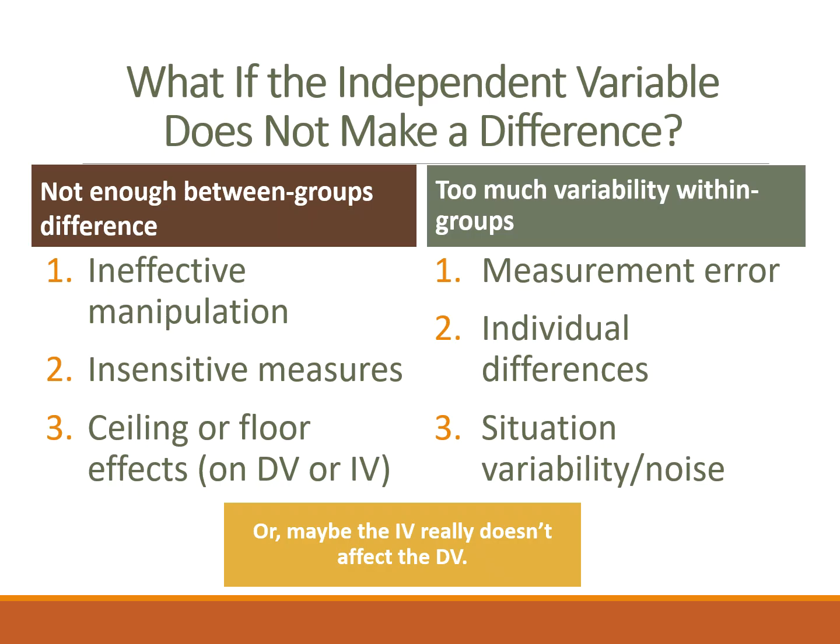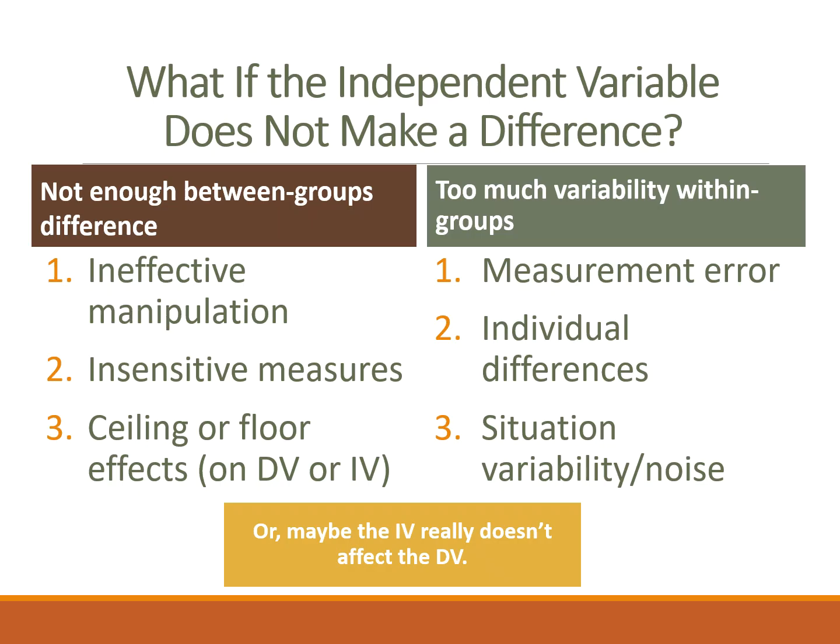There may also be the other side of the equation, too much variability within the groups. So for example, there may be a difference, but there's so much variability within our various groups that we lose track of what the IV is doing to the DV. This could include measurement error, very similar to what we already talked about. So how we're measuring, especially in observational studies. Individual differences, so we haven't actually gotten rid of the individual differences through random assignment or matching. And it could also just be situational variability, noise.